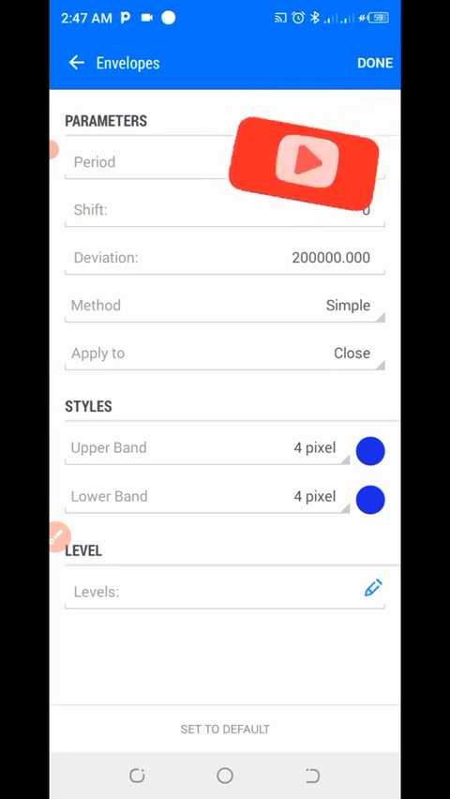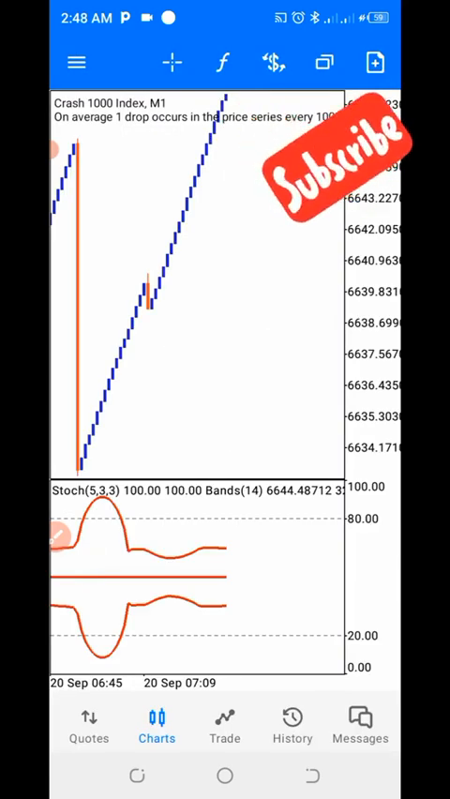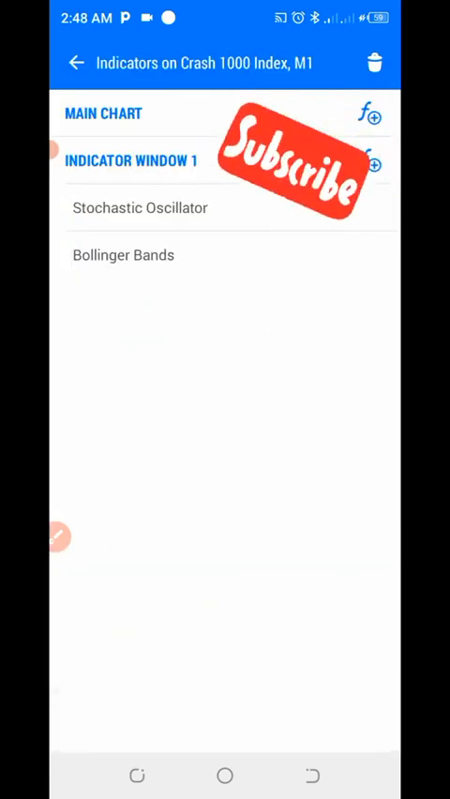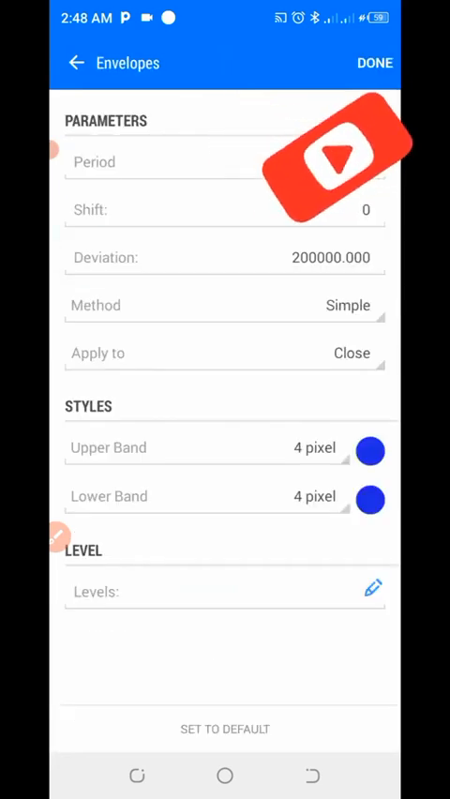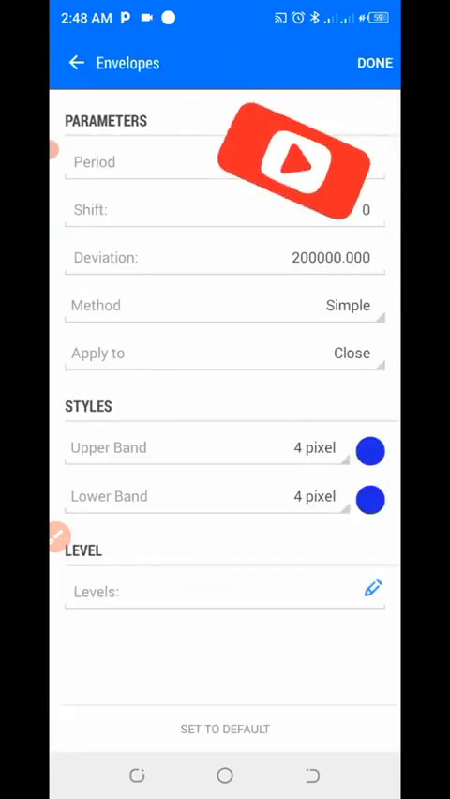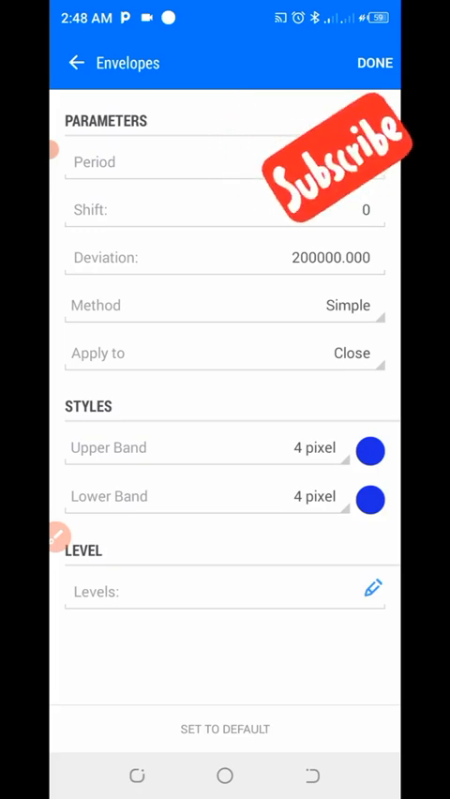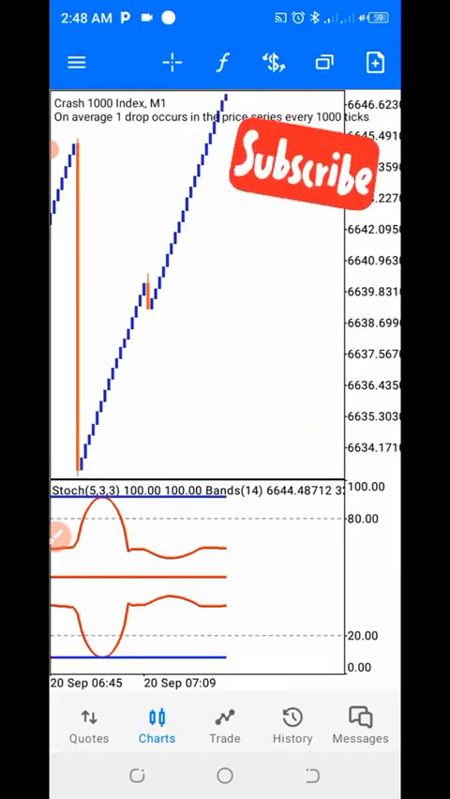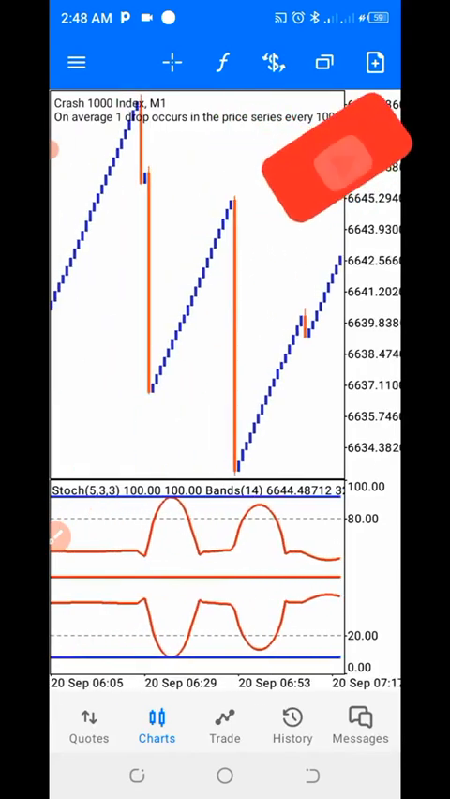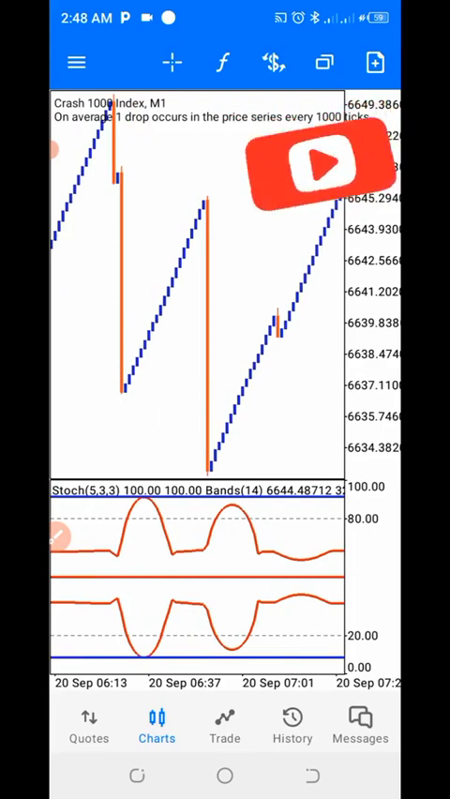You can use any color of your choice. Once you are done, click on done. So we have our envelope. The period is 70, shift is 0, deviation is 2, method is simple, apply to close, upper band 4 pixel, lower band 4 pixel. Once you are done, you click on done. So this is what you are going to have: these two horizontal lines.